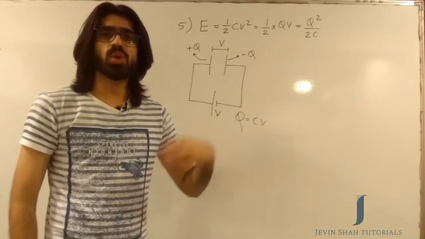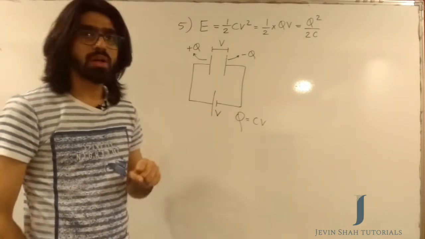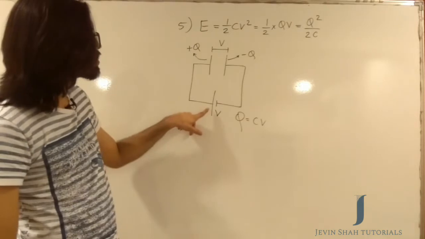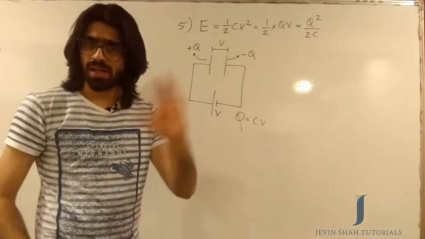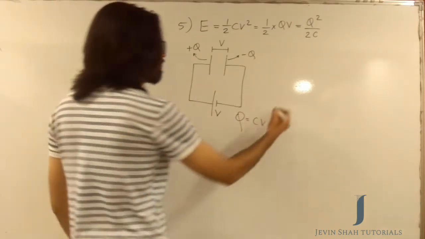Okay, now let's go ahead a little more over here. I said that it is the battery which is doing work in charging the capacitor. Let us say that the battery is doing 50 joules of work.